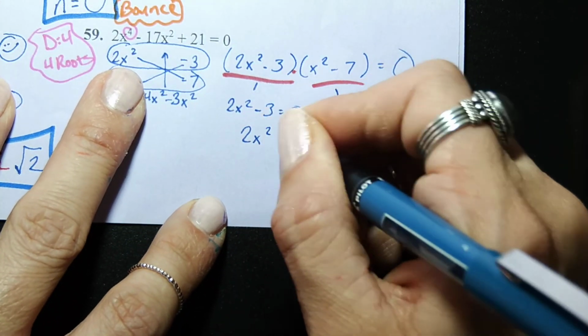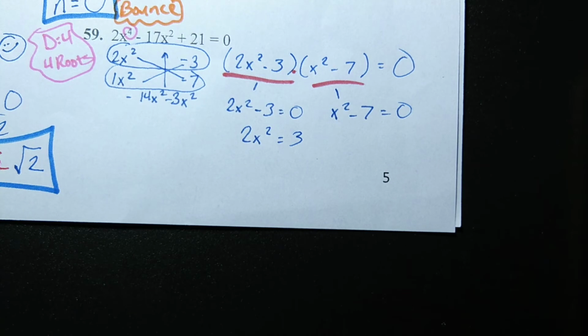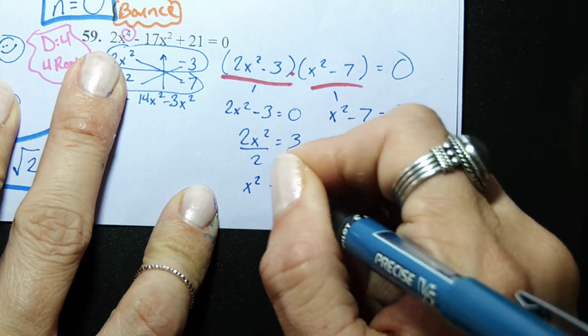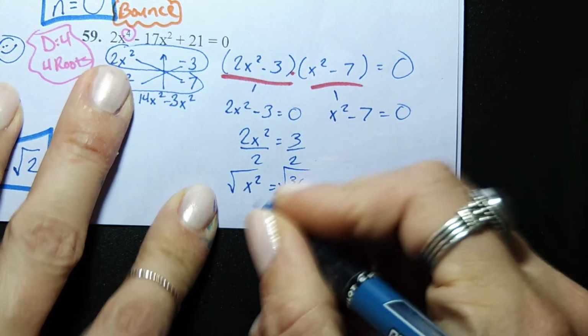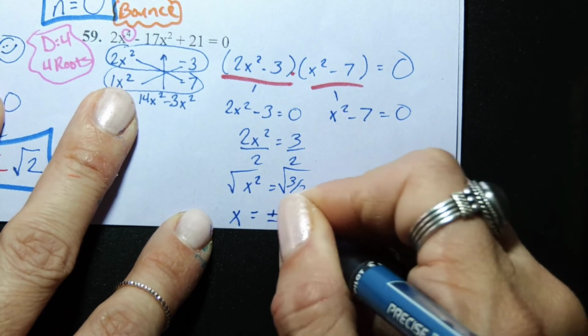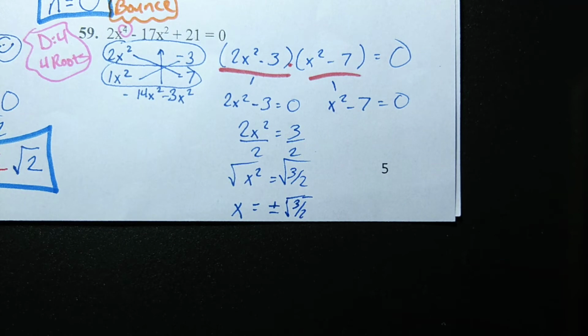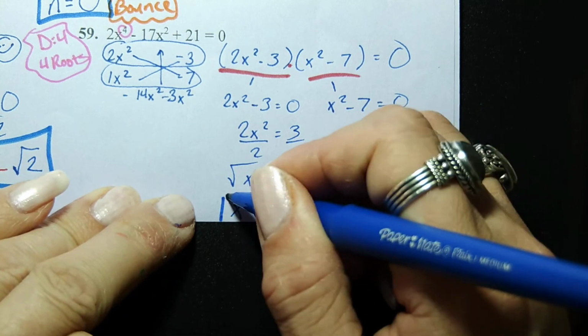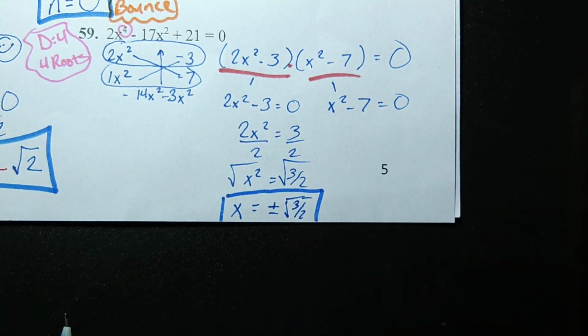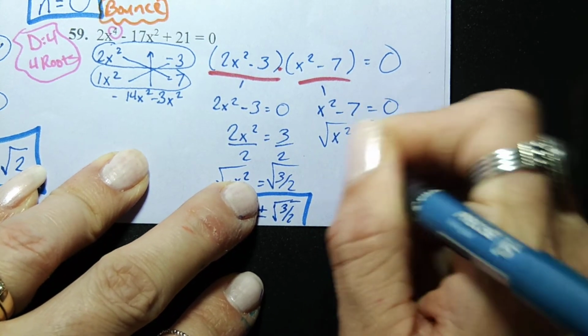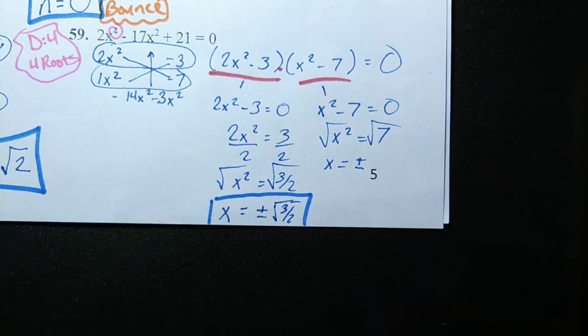So 2x squared equals 3. We have to divide by 2 before we square root. Square root, square root. And x equals plus or minus the square root of 3 halves. And make sure you show that entire fraction underneath the square root. There's 2 solutions. Solving the other side, we got x squared equals 7, square root, and x equals plus or minus. Can I simplify the square root of 7? Nope.